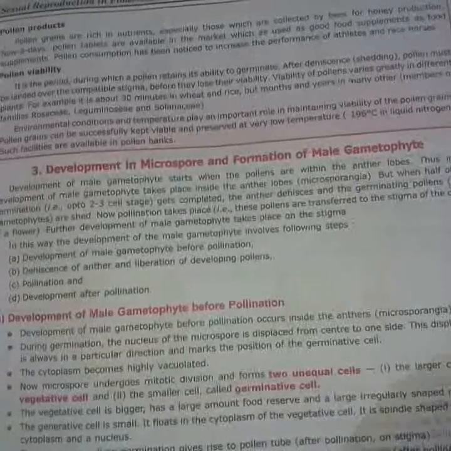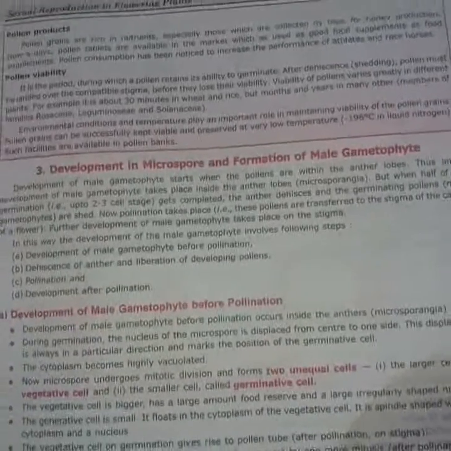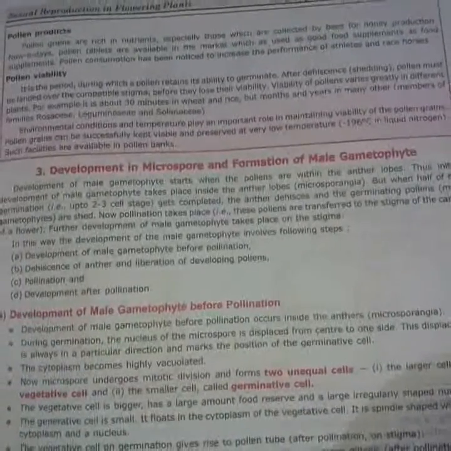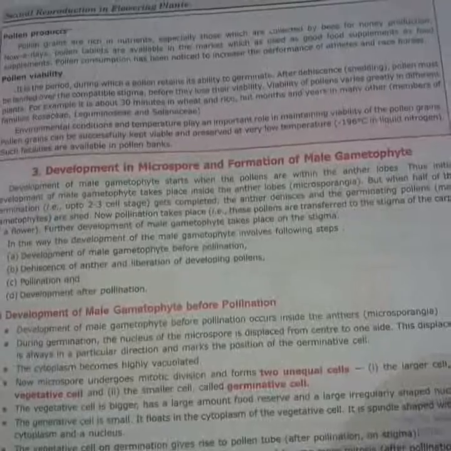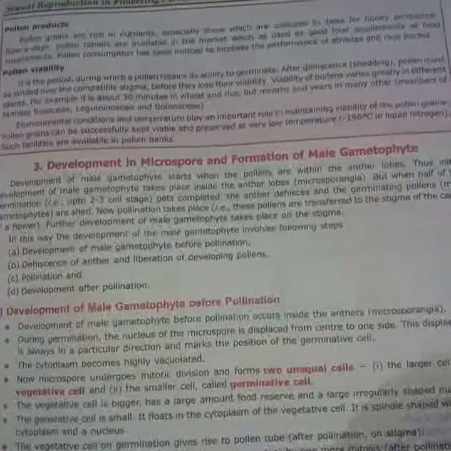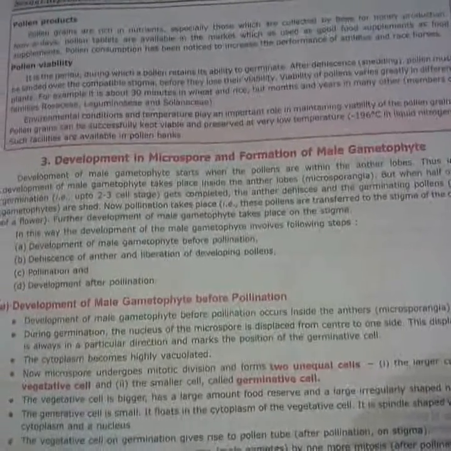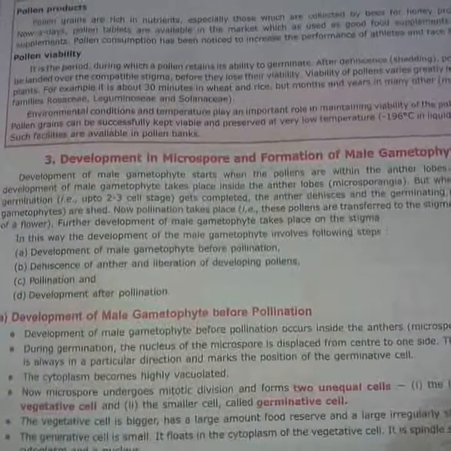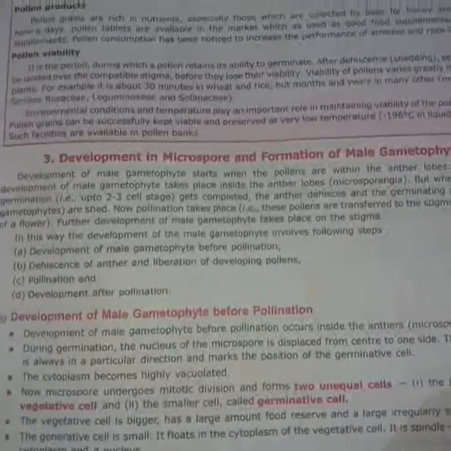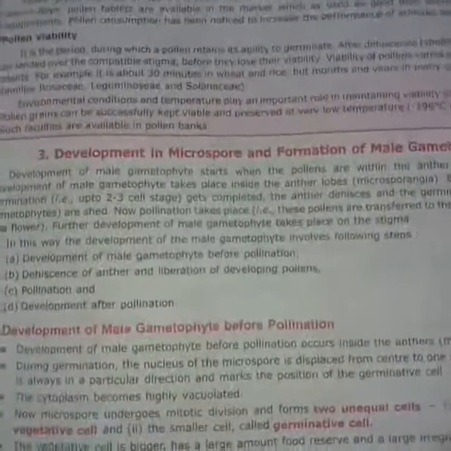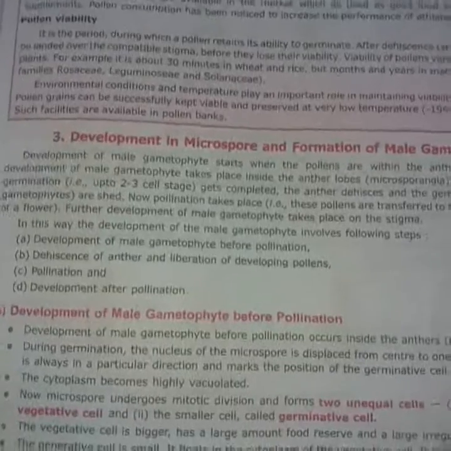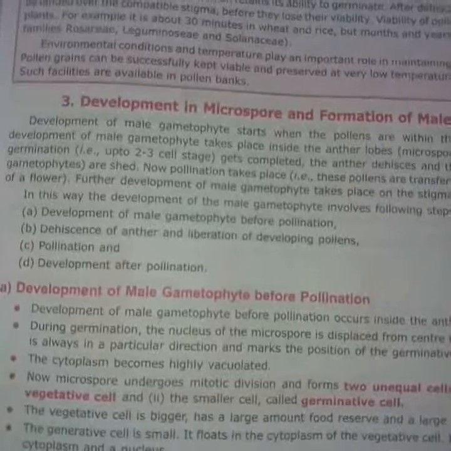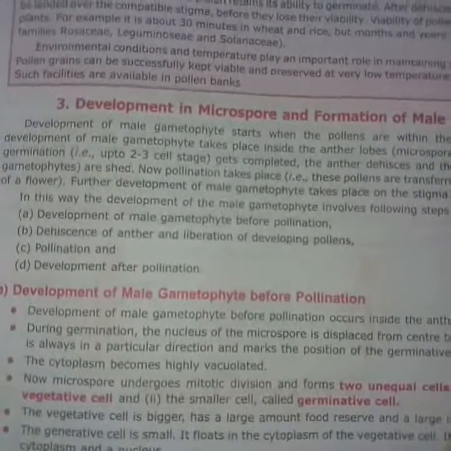When male gametophyte take place on a stigma. The development of male gametophyte involves the following steps. First step is development of male gametophyte before pollination. Before pollination development, I explained in first.